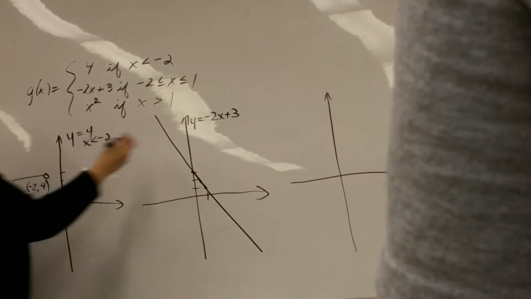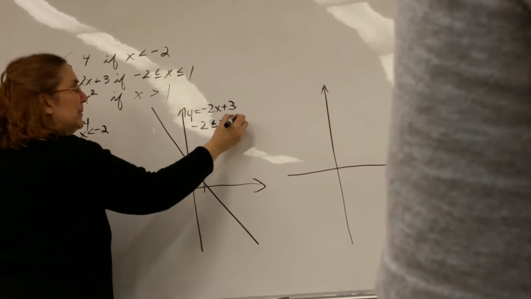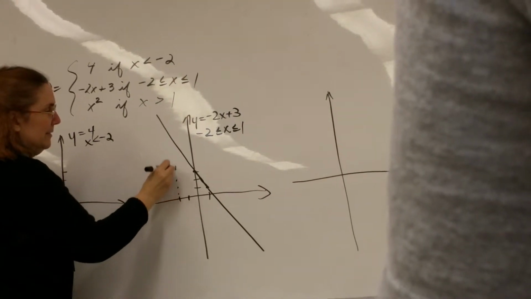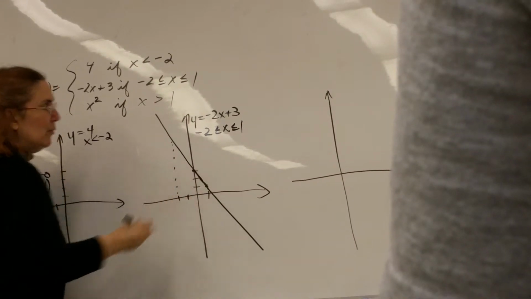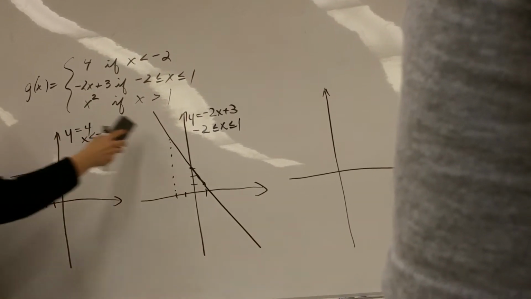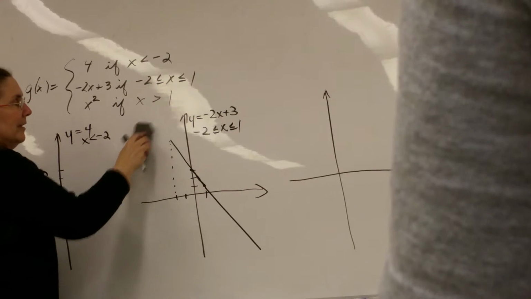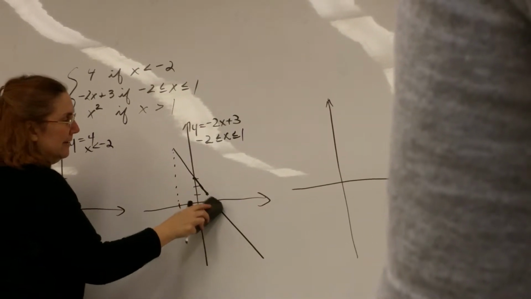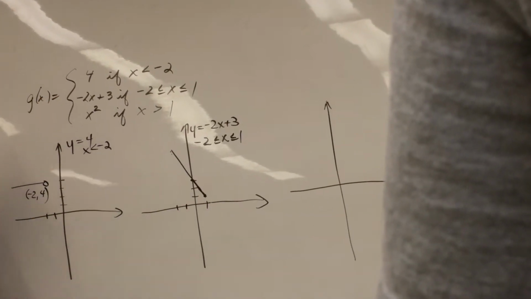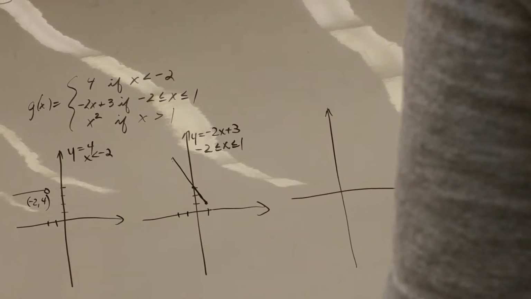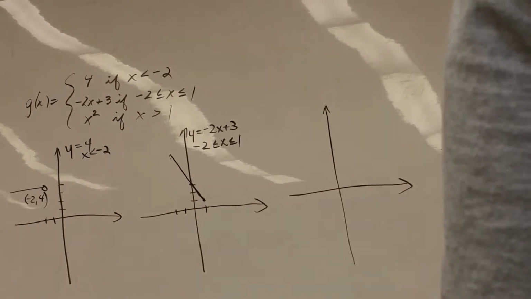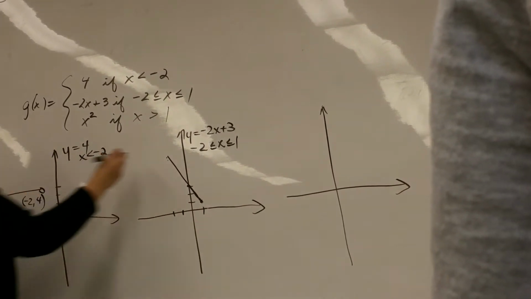Once again, I don't want the whole thing. I want the piece between -2 and 1. That's 1. I want the piece in between there. Chop off what I don't need. At each end, dot or circle? Dot. Dot.